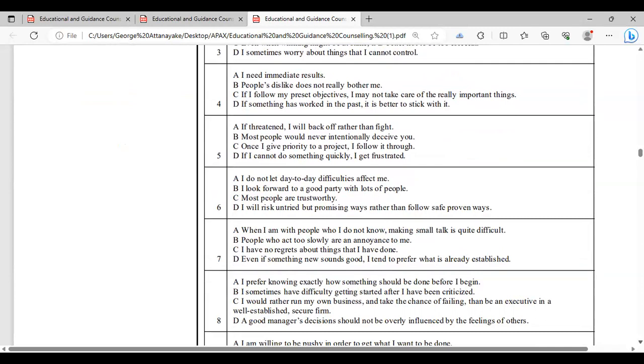Even if you want to change it, you can tell. B. Okay, if something has worked in the past, it's better to stick with it. Yeah, okay, can be accepted. Number 5.